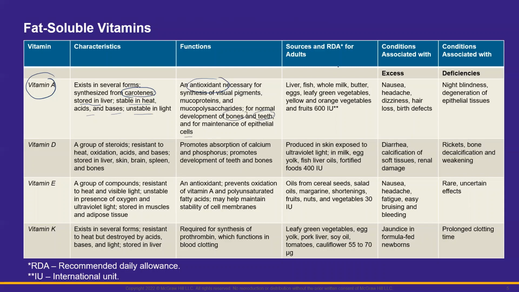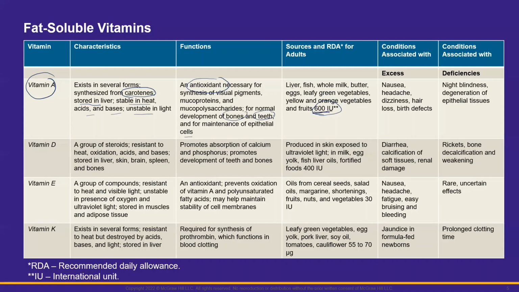Source and recommended daily intake or allowance for adults. Usually liver, fish, whole milk, butter, eggs, leafy green vegetables, and yellow and orange vegetables and fruit have a lot of vitamin A. The daily recommended allowance is around 600 international units, or IU. Usually if you buy food, sometimes there are ingredients like vitamins in it, or if you buy supplements, it will give you this unit.